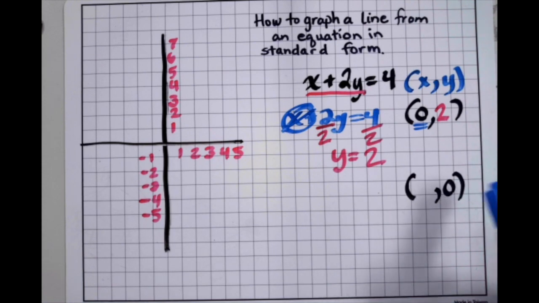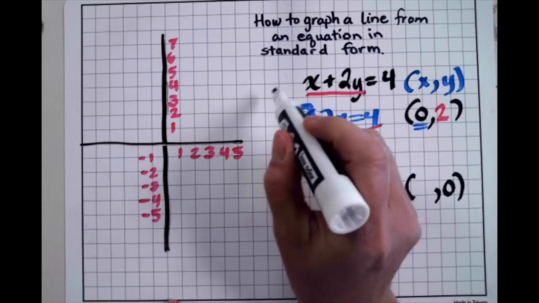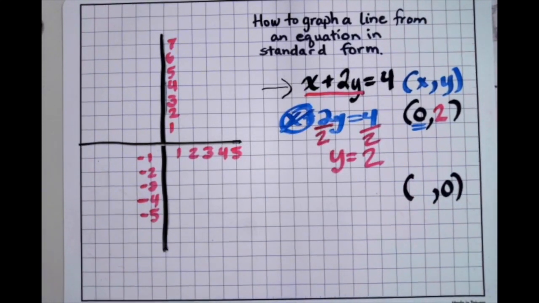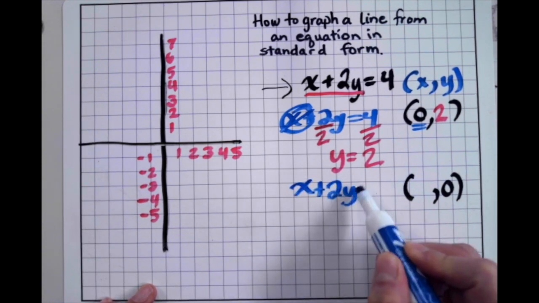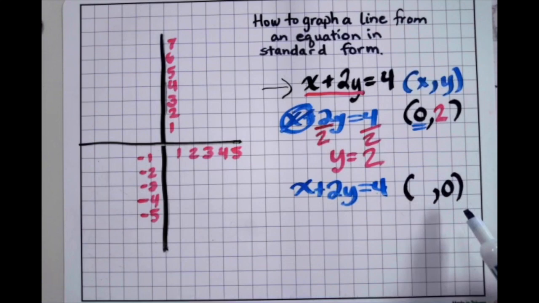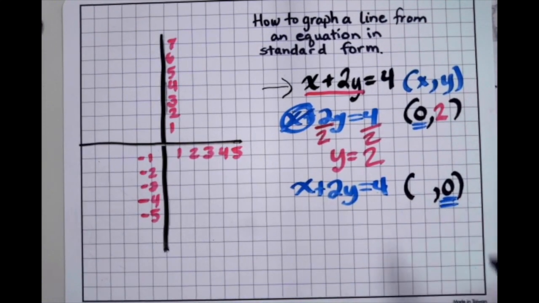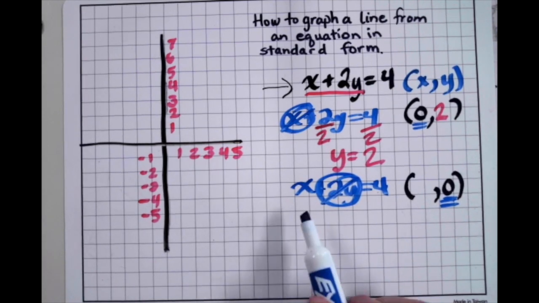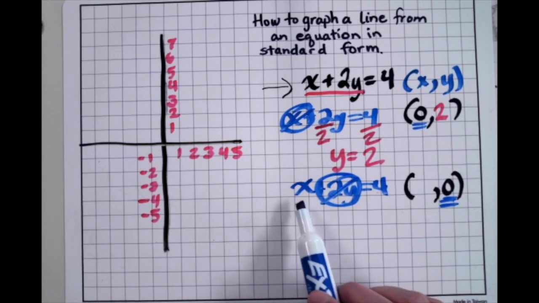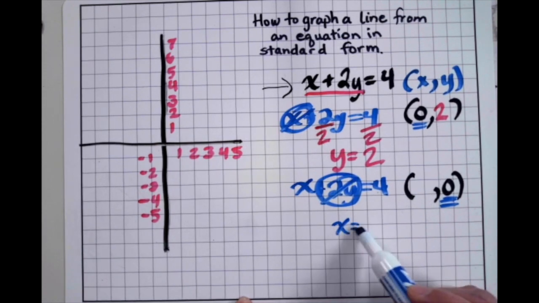Next, I'm going to do this one here, where the y has a 0. I'm going to rewrite my original equation, x plus 2y equals 4, next to the parentheses that I have there. And like I said, this time you're going to make y 0. So circle the whole y part, and then you have the answer. This is already solved for you, x equals 4.